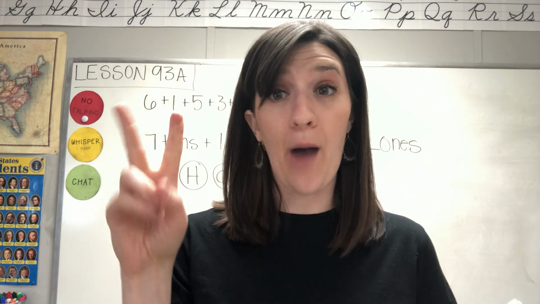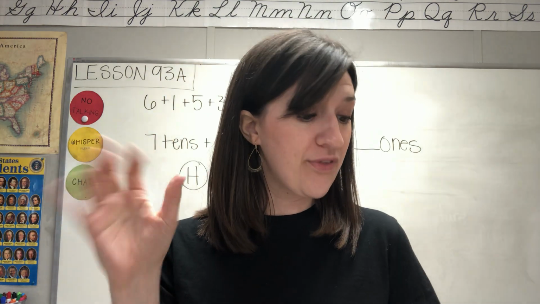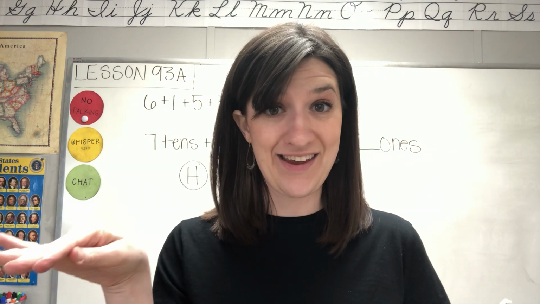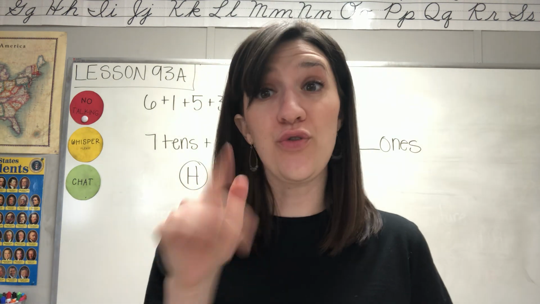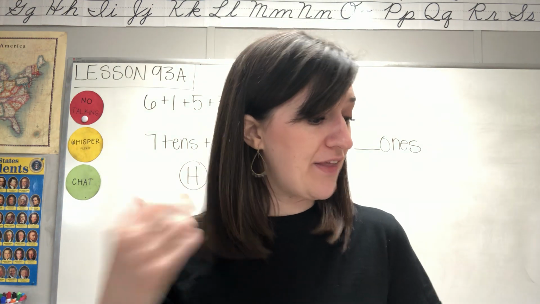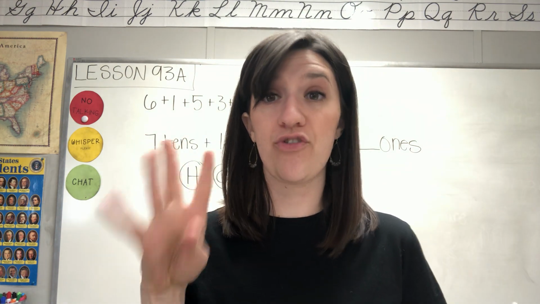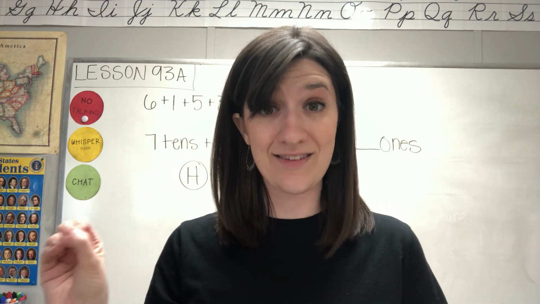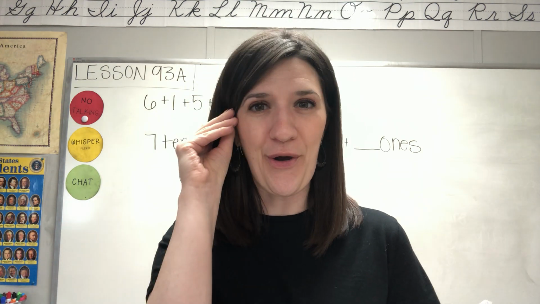Number 2 says count by fives, start with 0 and write the numbers from 0 to 60. You can do that on your own. I won't help you with that. And then number 3 says count by fours, start with 0, go from 0 all the way to 48. You can also do that on your own.